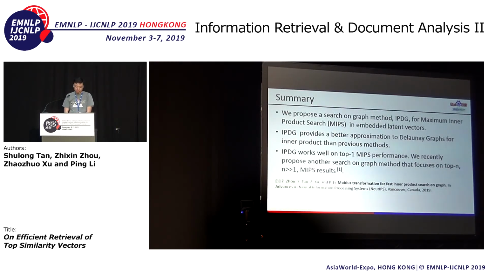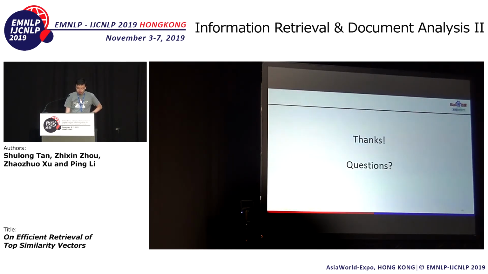Let me summarize our work. We propose a search-on-graph method, the inner product Delaunay graph, for maximum inner product search. It performs better than previous work, and it is also a better approximation of the Delaunay graph. In this work, we focus on top-1 MIPS performance. For other settings, like top-n inner product search, we also have another recent work focused on that. Okay, that's it. Any questions?